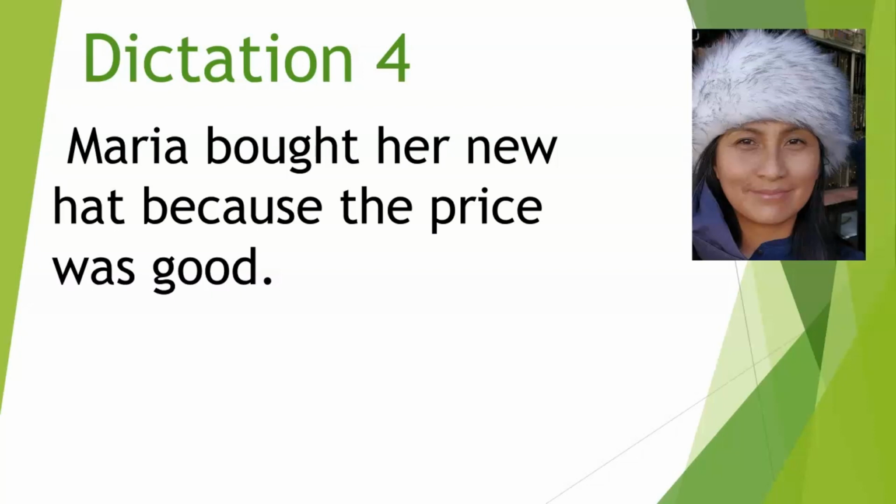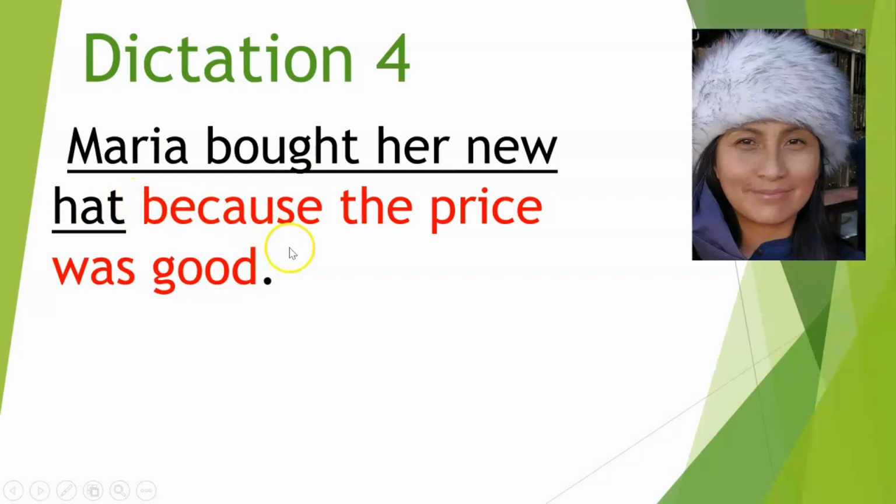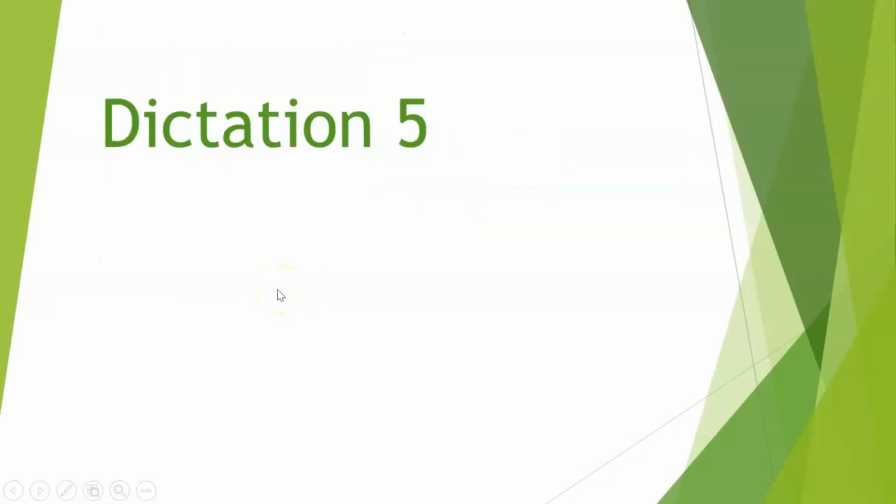Maria bought her new hat because the price was good. Now let's take another look here. Now here we see this is the independent clause. The independent clause is here, and the dependent clause is right here. Okay, dictation number 5.